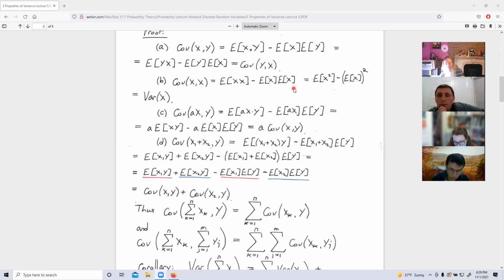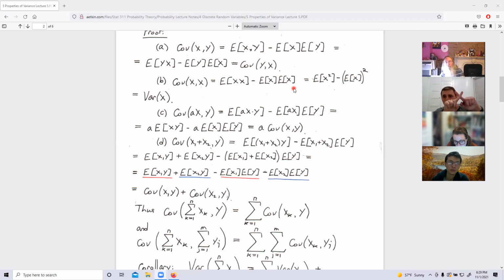Remember the context. You cannot just combine arbitrary variables X and Y. They have to be operating on the same sample space. Otherwise, it's meaningless.